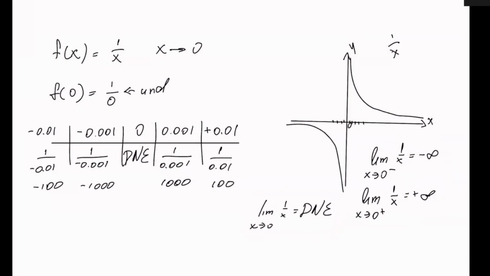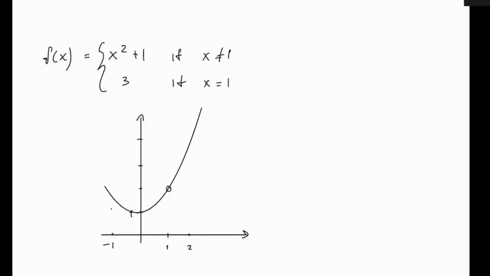Now let's look at another example where we actually have a limit, although it's not defined at that point. Let's say we have an example f of x equals x squared plus 1 if x is not equal to 1, and 3 if x equals 1. So this is my piecewise function. This is my curve, this is my x squared plus 1 approximately, and we say that when x is not equal to 1.